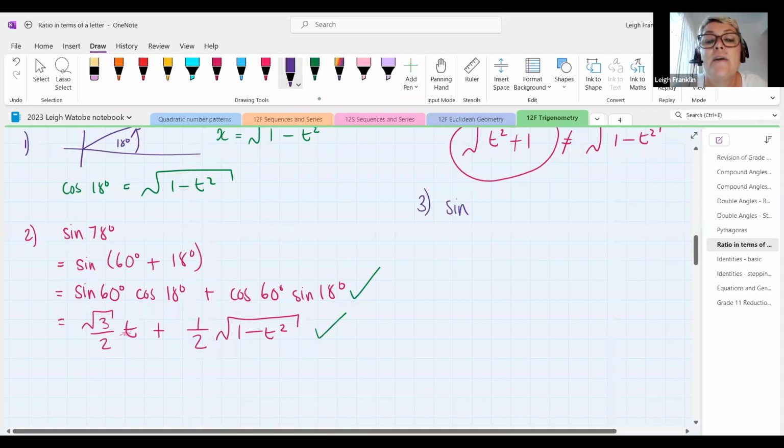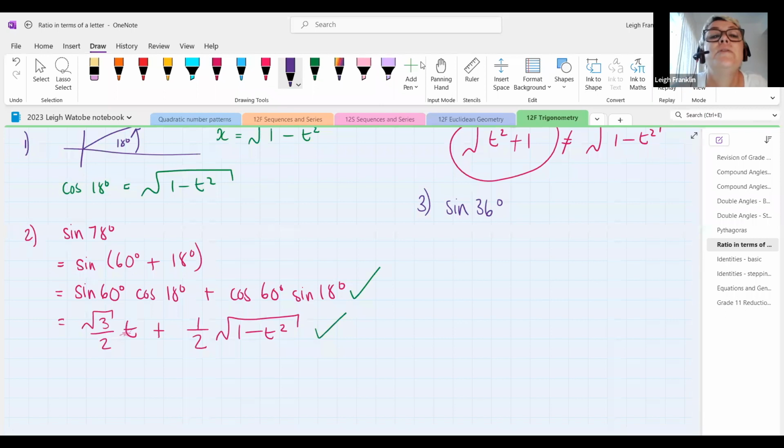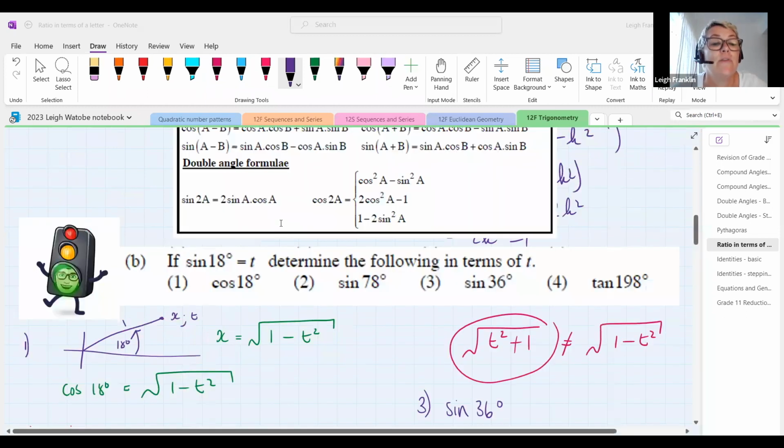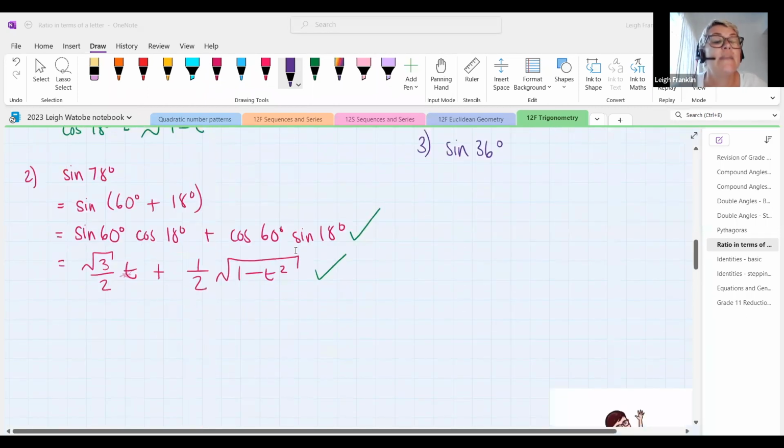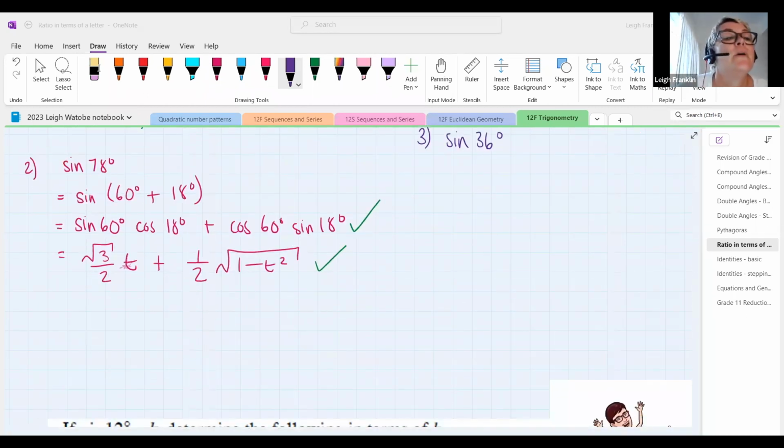The sine of 36. I don't remember. Okay, did I put something in the wrong place here? Hang on, sorry. Let me just go and have a look. Oh, the sine of 18. Yes, beg your pardon. Sorry, I put the wrong thing in the wrong place.